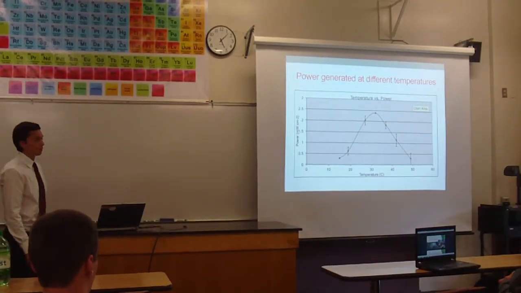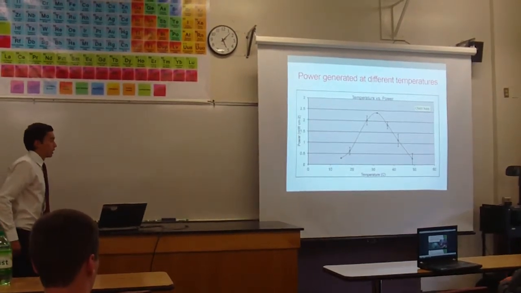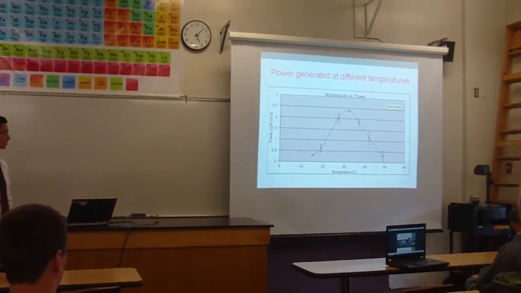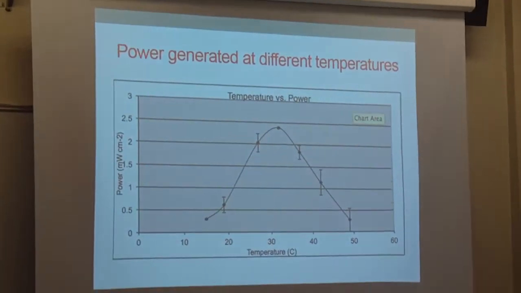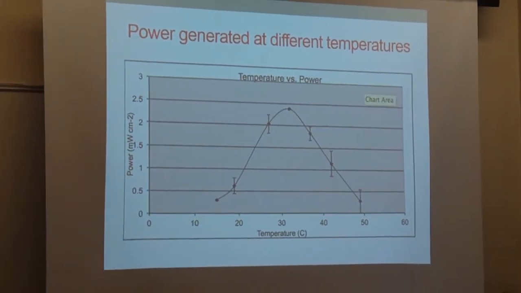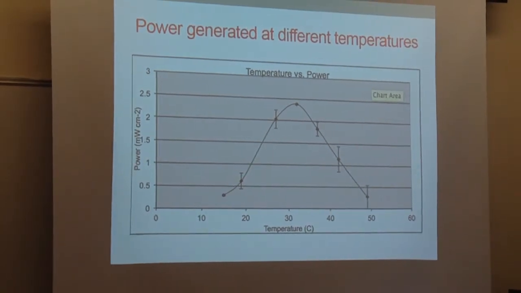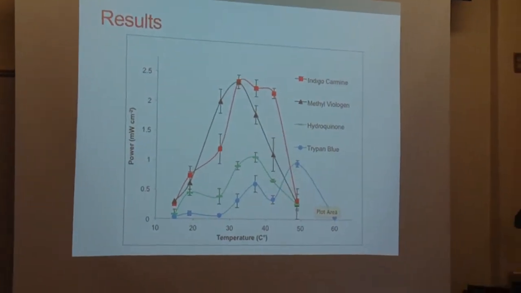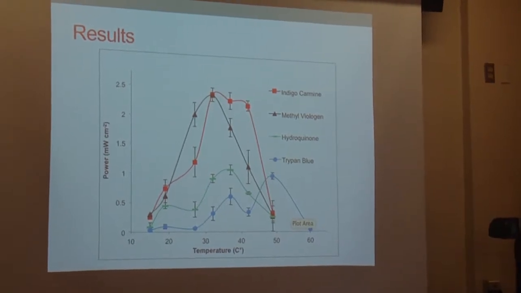After we get the power from the dye, we made a temperature versus power curve, which shows how the power changes over a temperature range. This is also done with every dye. Those bars going up and down are error bars, and they correspond to the standard deviations for the powers at each temperature. And this was the main result after having experimented with all 4 dyes.